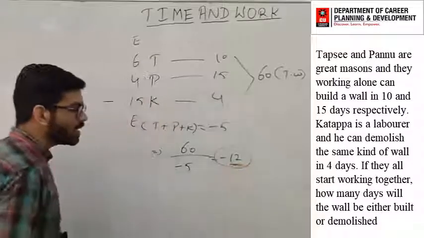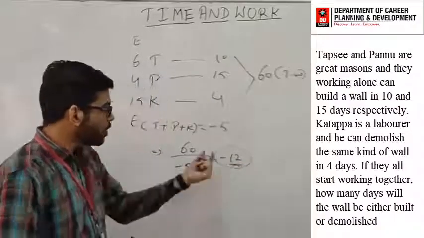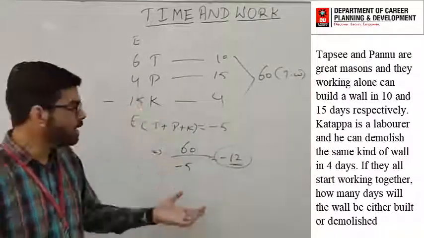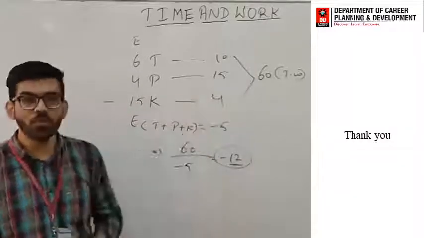This 12 represents that the work will last 12 days, and the negative sign represents that the work is demolished in 12 days. So this is the approach to solve this type of question.